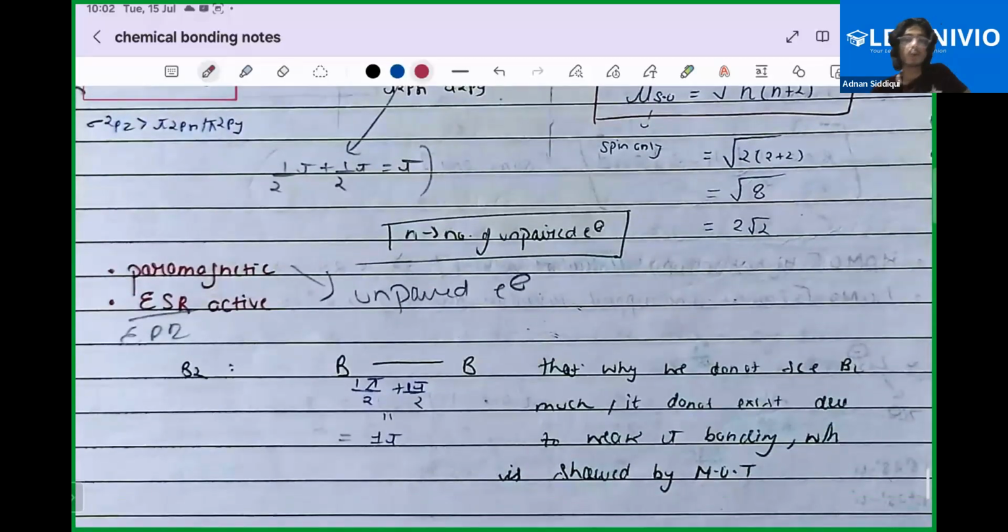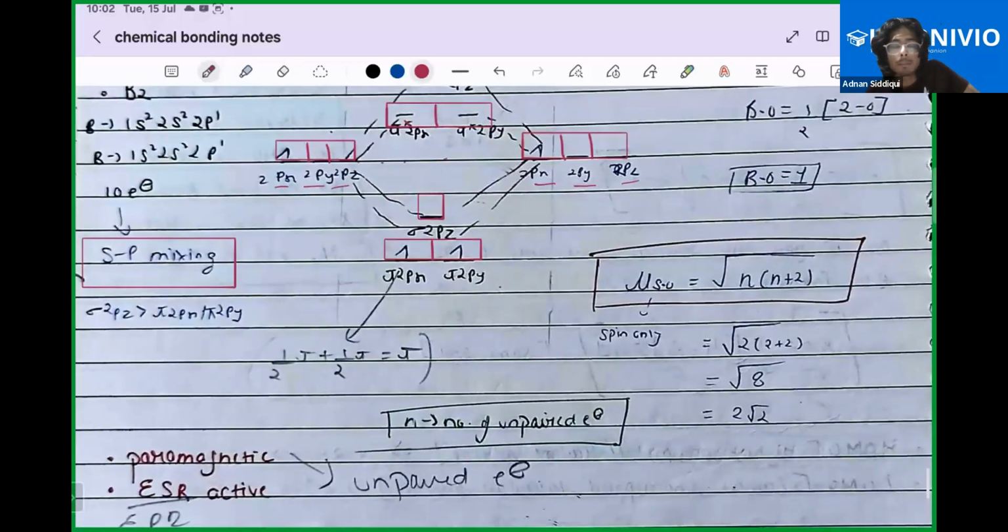Right. So we also know how to calculate the magnetic moment, right? This is the formula: root of N into N plus 2 Bohr magneton. N is the number of unpaired electrons. So you put 2 here and you will get 2 root 2 as the answer. This is the magnetic moment, right? They are going to ask you these kinds of questions, so you should be aware.